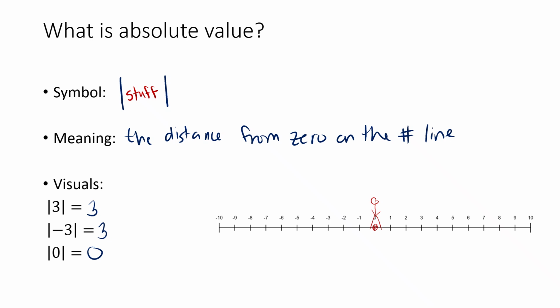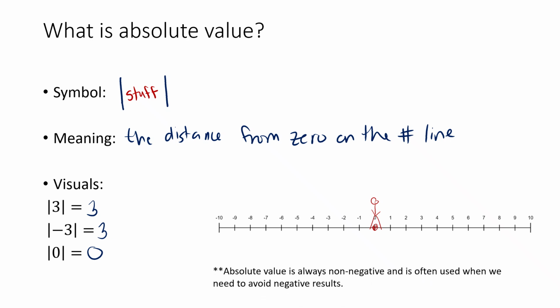I've had students come into my class and they're like, well, absolute value just means you get rid of the negative sign. Well, sort of, but we want to know why. Why does absolute value get rid of the negative sign? It's because it's the distance from 0 and the direction does not matter. Absolute value is always non-negative. And I've heard people say absolute value is always positive.